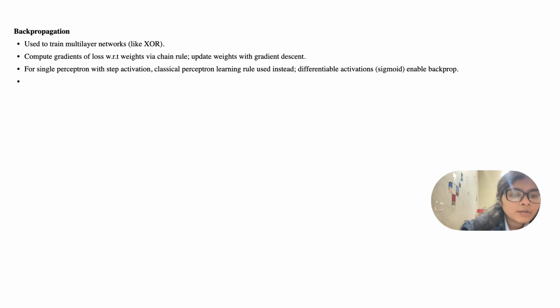Backpropagation is used to train multi-layer networks like XOR. If we have multi-layer networks, then after forward propagating, we can backpropagate to make things correct. Compute gradients of the loss with respect to the weights via the chain rule, and update the weights with gradient descent. Since we can backpropagate and analyze our mistakes, we can correct them, and weights are updated. For a single perceptron with an activation function, the classical perceptron learning rule is used instead. Differentiable activation enables backprop.